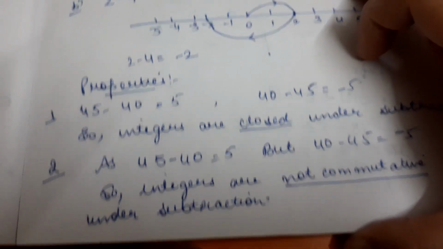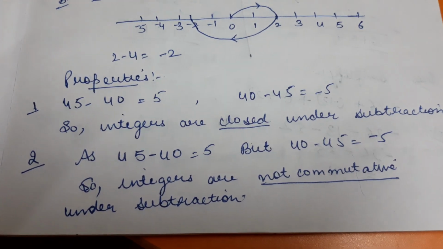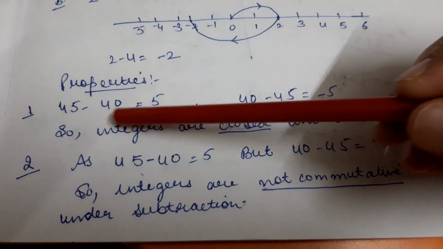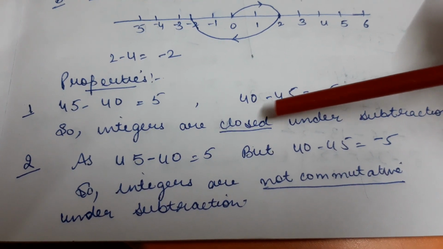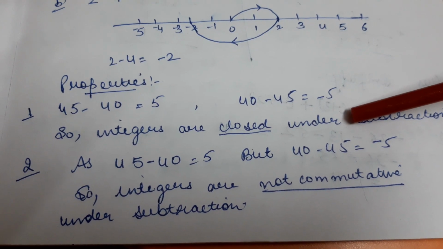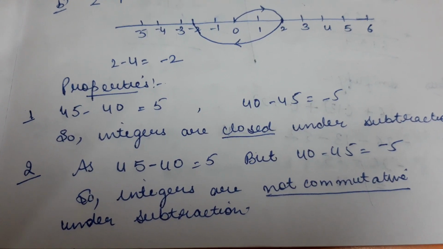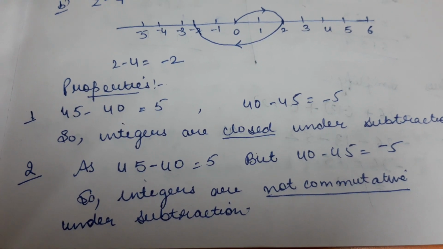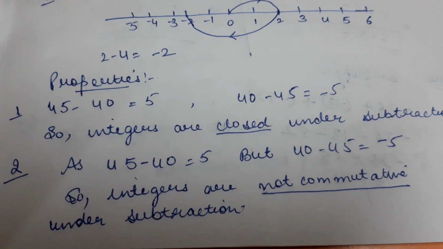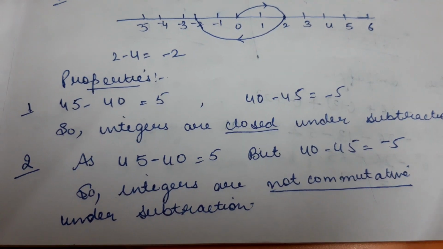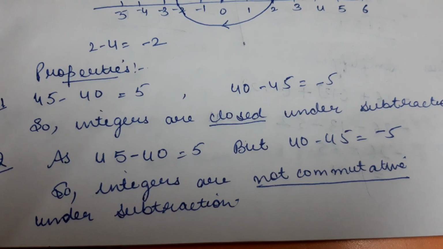Now what are the properties of subtraction? First property is if I subtract any two integers, like 45 minus 40 is 5. If I subtract 40 minus 45, the answer is minus 5. Now 5 and minus 5 both are integers. Similarly, if I take any two integers and if I subtract them, the answer is always an integer. So what I will say? Integers are closed under subtraction, or I can say integers satisfy the closure property.